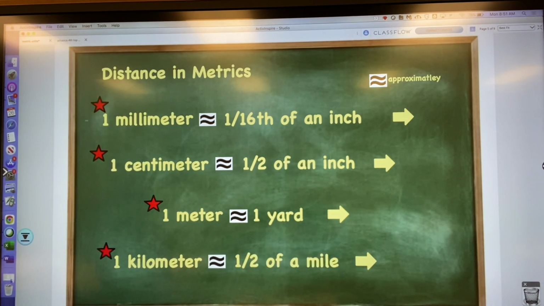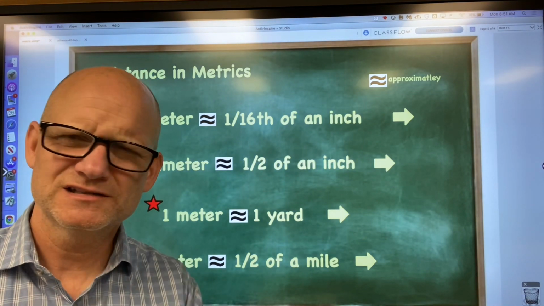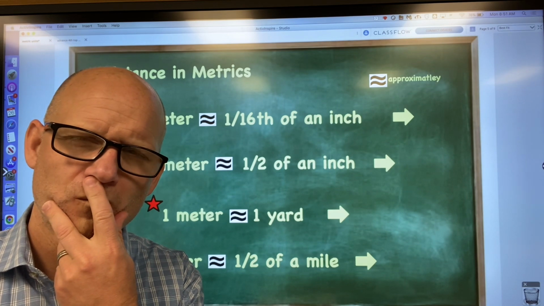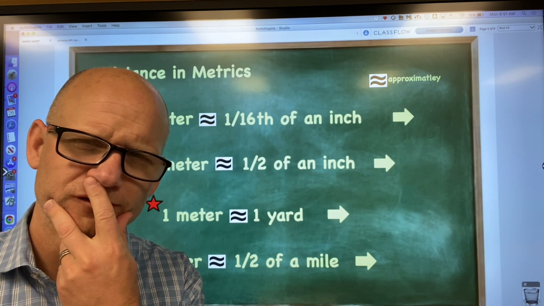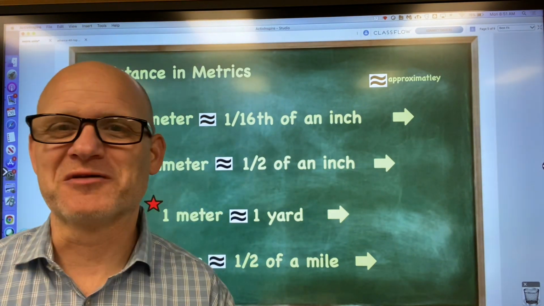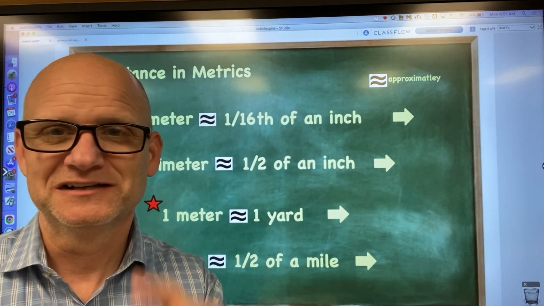A kilometer, well, that's about 1/2 of a mile. Am I saying that right? A kilometer is about 1/2 of a mile. 1.6 kilometers equals 1 mile. Or I think it's the other way around. Let's discuss that one tomorrow.